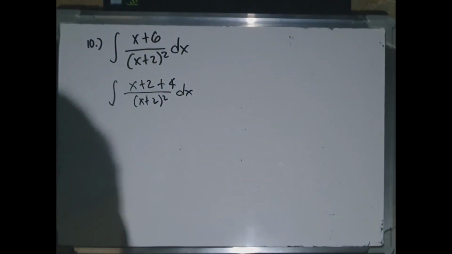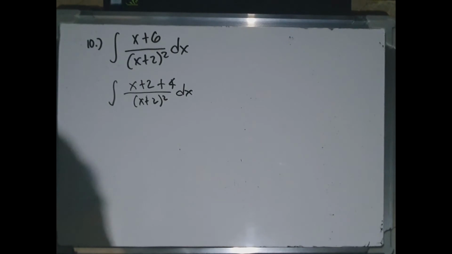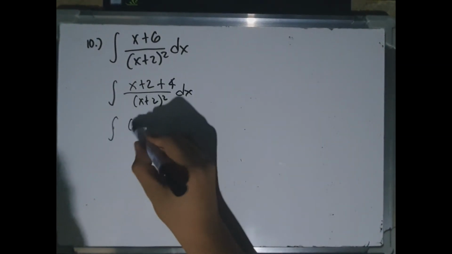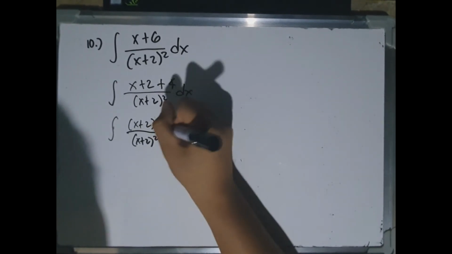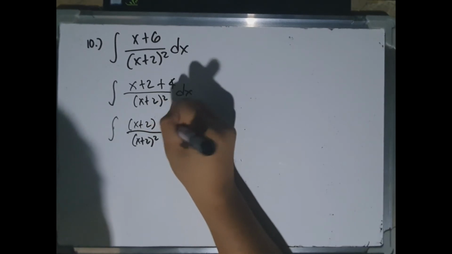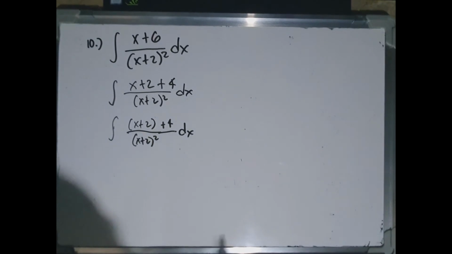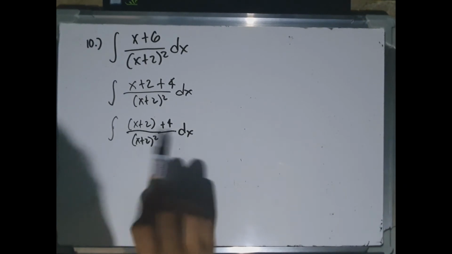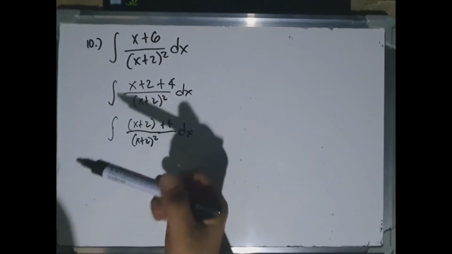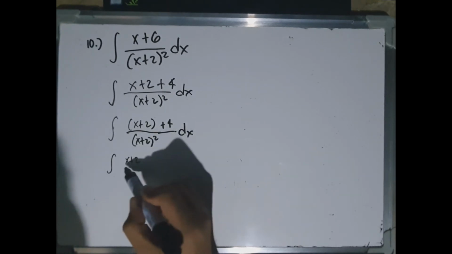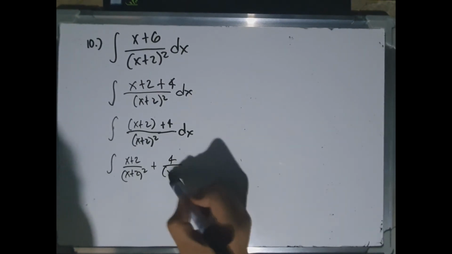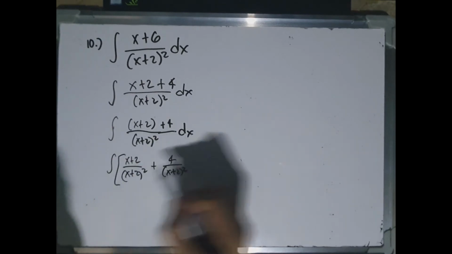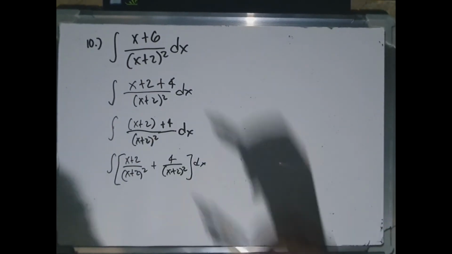Okay, so that we could split this one, we could rewrite this one as the integral of quantity x plus 2 over x plus 2 squared, we have our plus 4 dx. So in this case, we have 2 terms for the numerator. Let's split the denominator to both of the terms. Integral of x plus 2 over x plus 2 squared plus 4 over x plus 2 squared dx. Notice we could cancel one value.